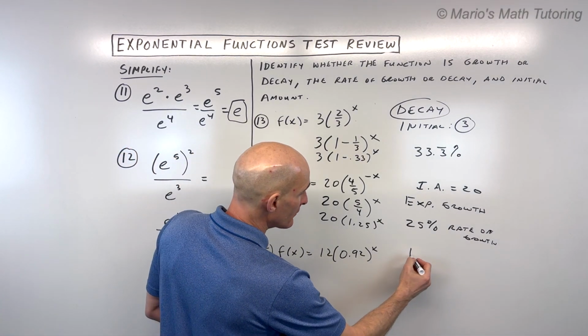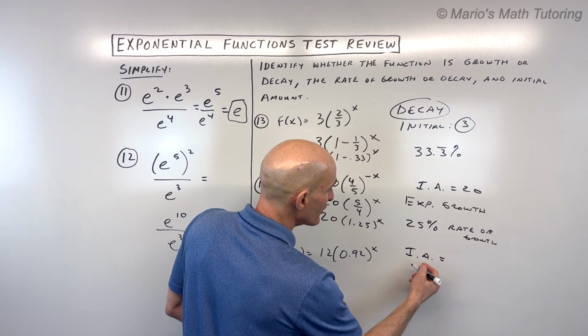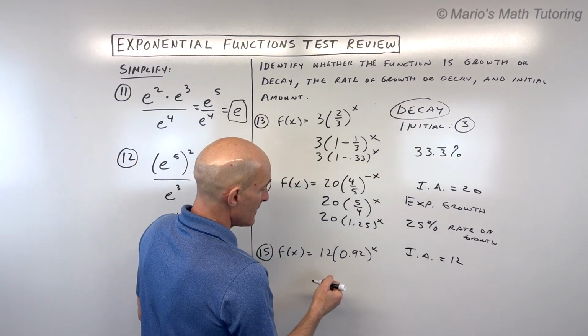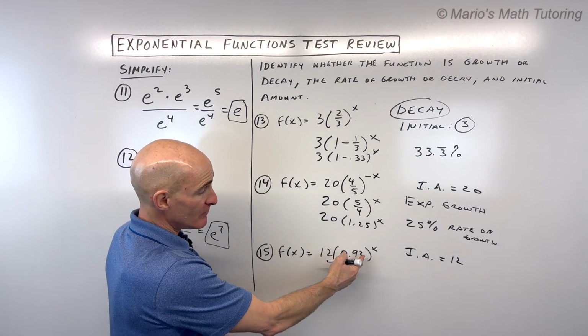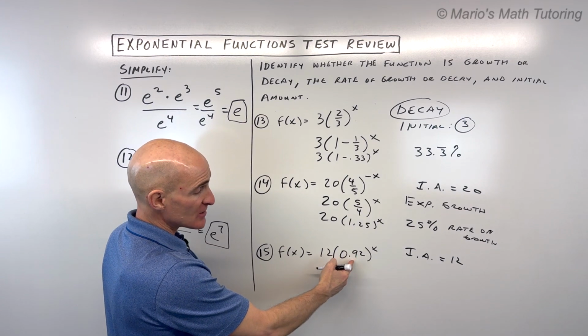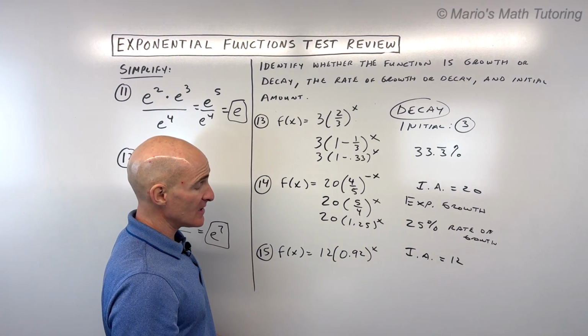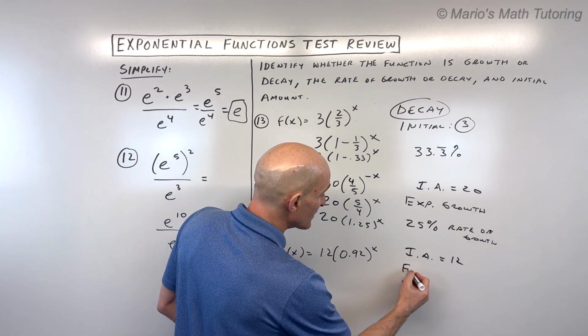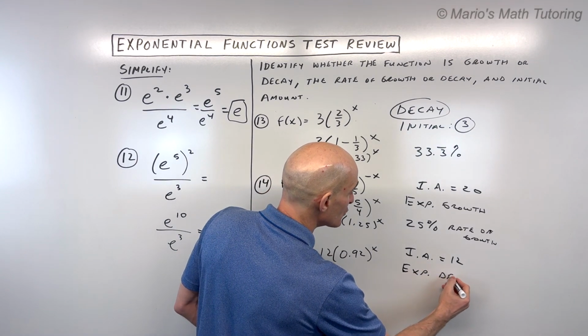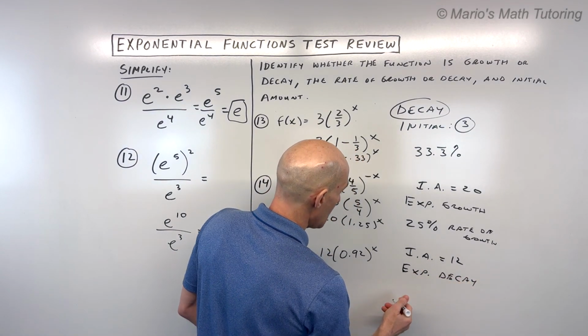Now for number 15, what do you think for this one? Initial amount is 12. So I'll just abbreviate, initial amount is 12. Less than 1, positive exponent. How much less than 1? 0.08. So this is definitely an exponential decay function. So exponential decay.